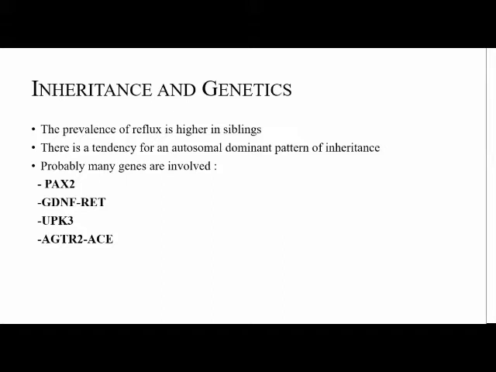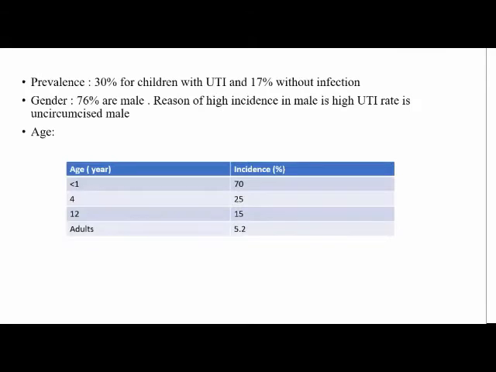Mainly coming to the inheritance and genetics, prevalence of reflux is higher in siblings, and it is usually an autosomal dominant pattern of inheritance. The probable genes that are involved are PAX2, GDNF-RET, UPK3, and AGTR2, ACE. 30% of the children with UTI and 17% without infection have VUR. 76% are male. The reason for the high incidence in male is uncircumcised male.